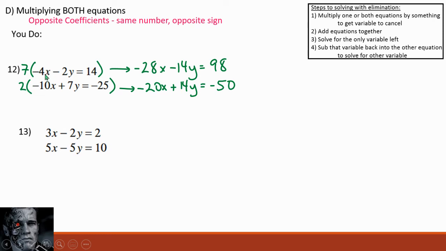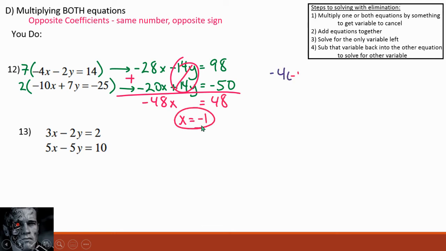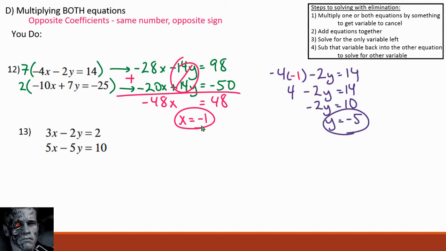There are alternate routes to take here, but in this case, I noticed that they already have opposite signs, so I just needed to multiply by positive numbers. So when I do that, I then can multiply through and then add my two equations together. I get x equals -1, and then we're back to the same place, right? Take that value, plug it into one of the original equations, simplify, solve, and I get y equals -5. So -1, -5.